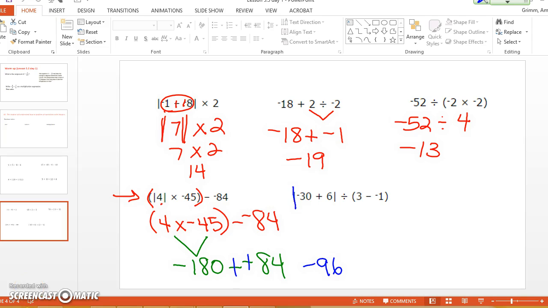Okay, so remember, this acts like a set of parentheses. We do this, and we do this. So -30 plus 6 is -24, and it's still in the absolute value. Okay? Then divided by, and we still have this. What is the absolute value of -24?